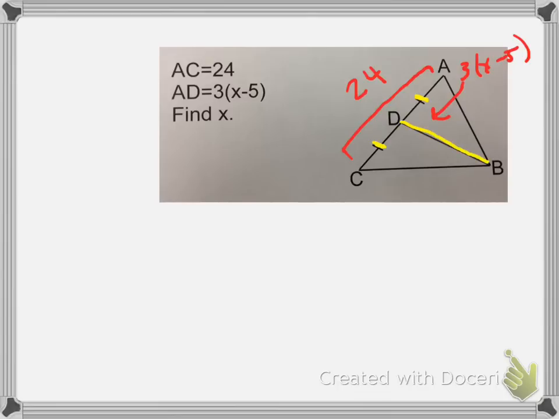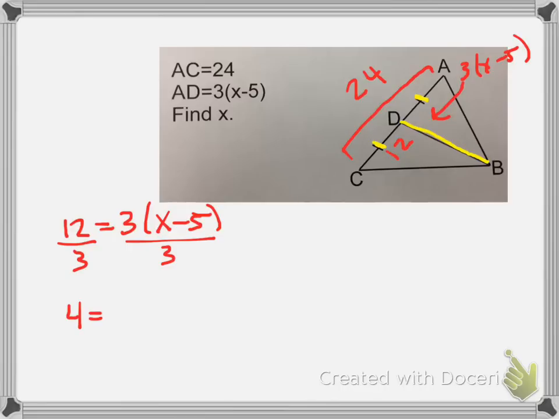So if the whole thing is 24, you know that each one is 12. So we can set it up to 12 equals 3 times x minus 5. Divide each side by 3, and we get 4 equals x minus 5. So that means that x is equal to 9.